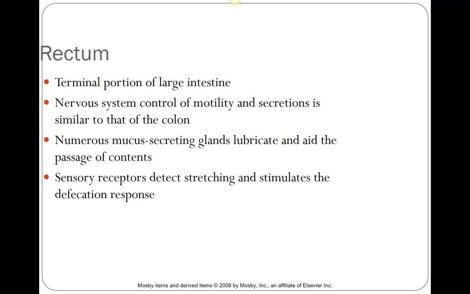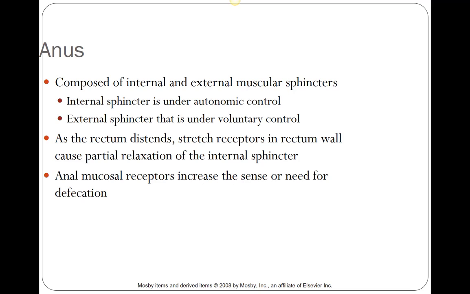The rectum does have some lubricating glands in it that help in the passage of contents. And you have stretch receptors in here that stimulate that defecation response. The anus has that internal and external sphincter. As the rectum distends, those stretch receptors in the wall cause relaxation of the internal sphincter. And that in turn signals the external sphincter, creating the urge to defecate. And then that will relax and allow defecation to take place.